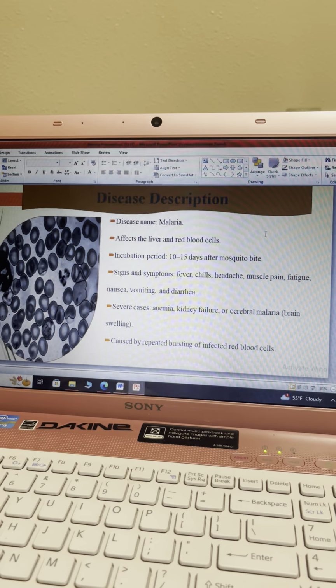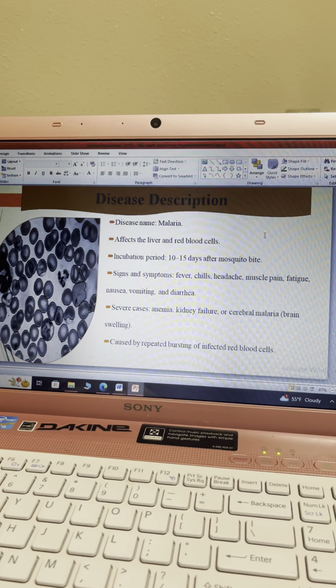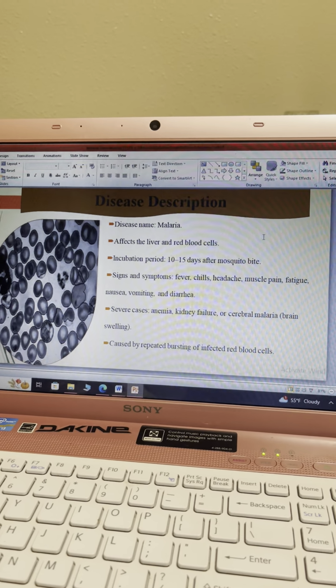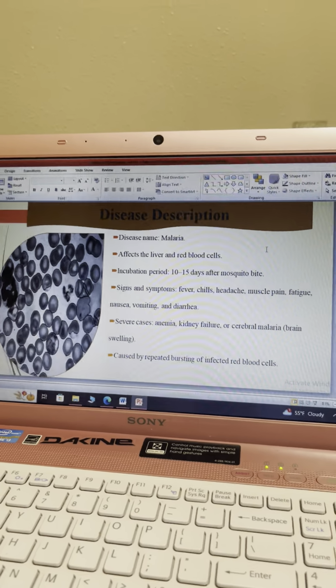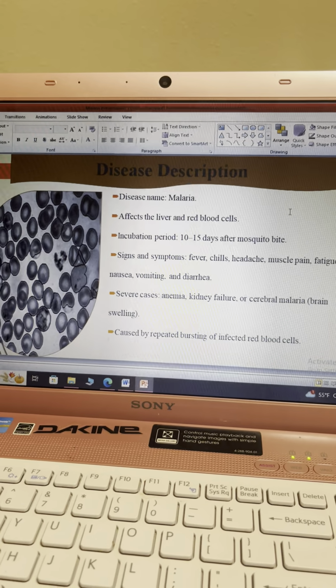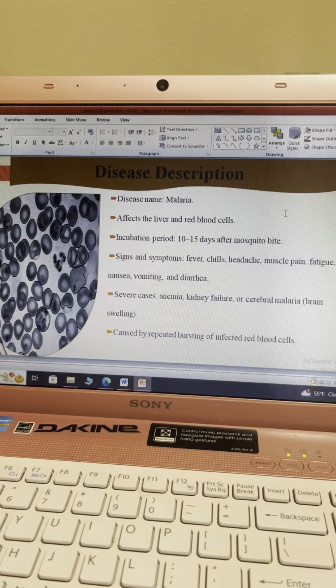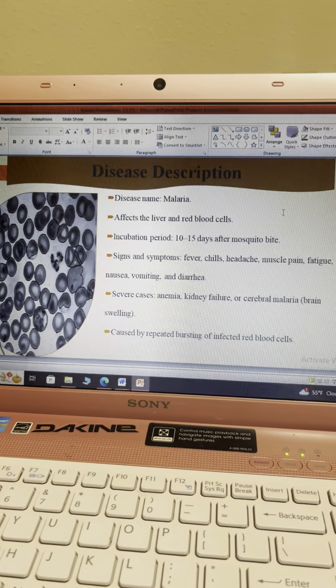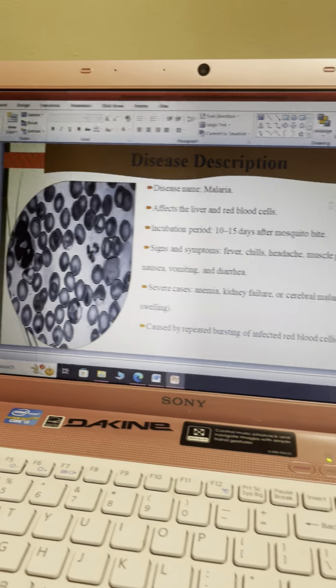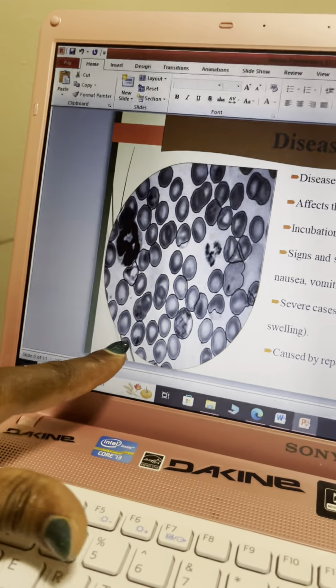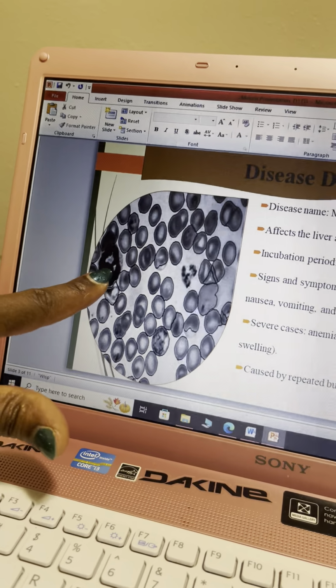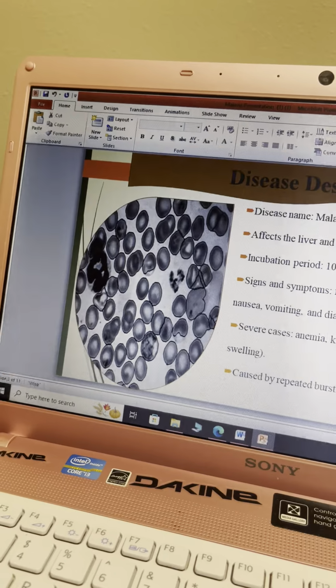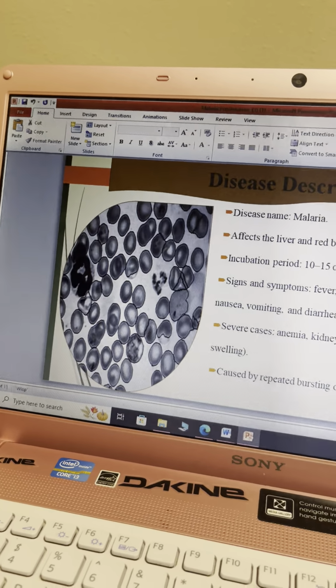This is brain swelling. It is caused by repeated bursting of infected red blood cells. On my left, I have a picture showing the red blood cells. We can see the ones that are bursting that spread the germs in the body.